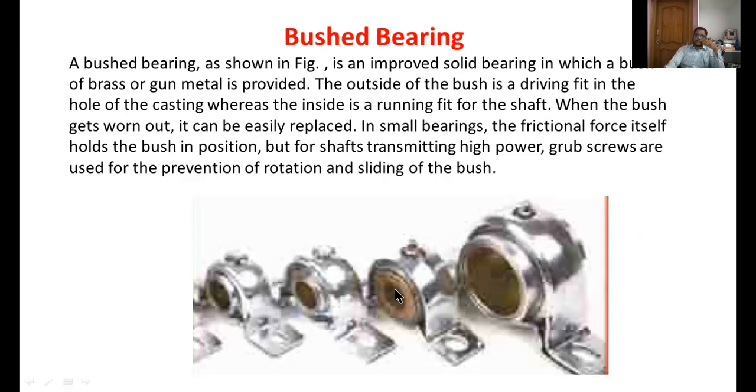These are the bush. When the bush gets worn out, it can be easily replaced. In small bearings, the frictional force itself holds the bush in position, but for shafts transmitting high power, grub screws are used for the prevention of rotation and sliding of the bush.